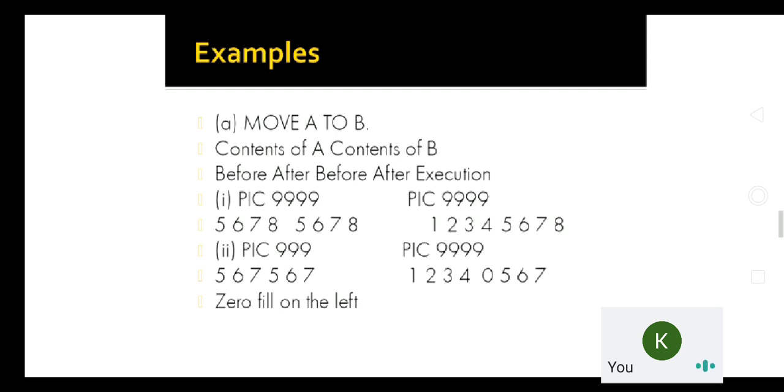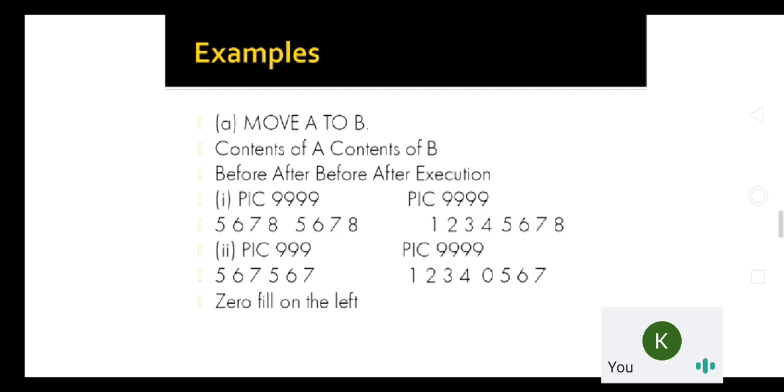But see here, before sending the value, identifier A has the value 5678. Before and after the execution of the MOVE verb, the value of identifier A is not changed; it remains 5678, a 4-digit value. And the value of B: what are we moving? We are moving the value 5678 to the identifier B.